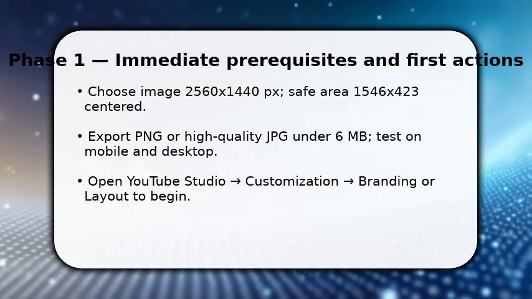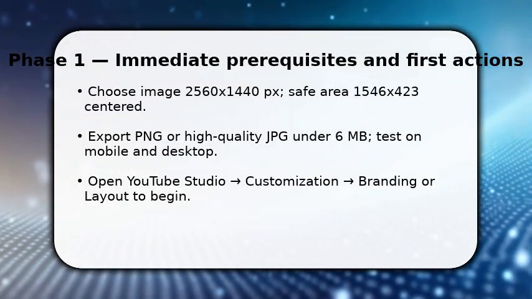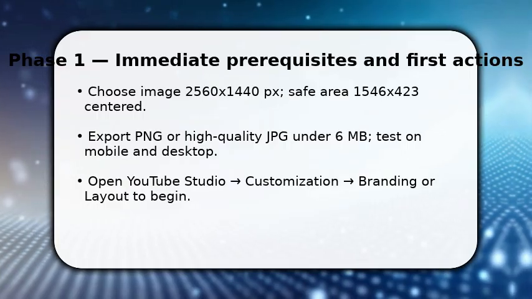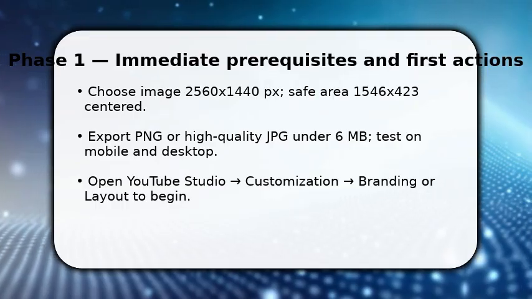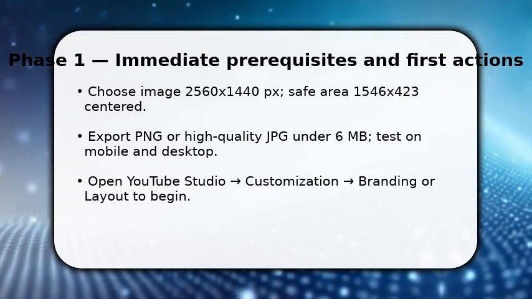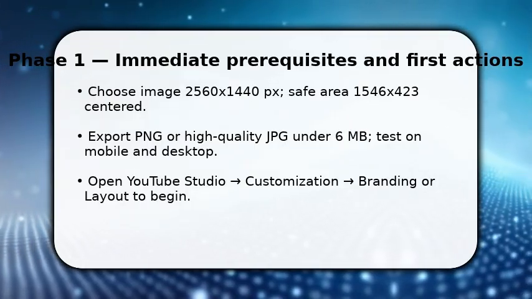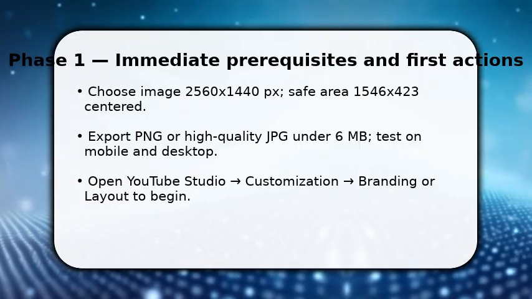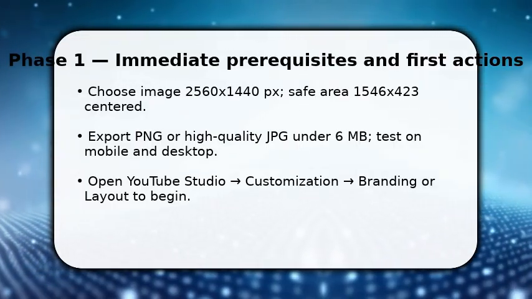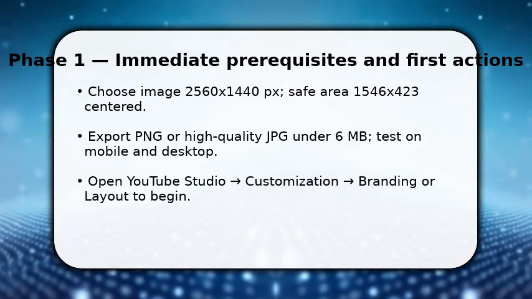You start by picking a clear image, size 2560 by 1440 pixels, because YouTube requires that canvas. Once chosen, crop so the safe area, 1546 by 423, contains all essential text or logos. Make sure the file is a PNG or high-quality JPG and under 6 MB, then open YouTube Studio, go to Customization, and click Branding or Layout to begin uploading.